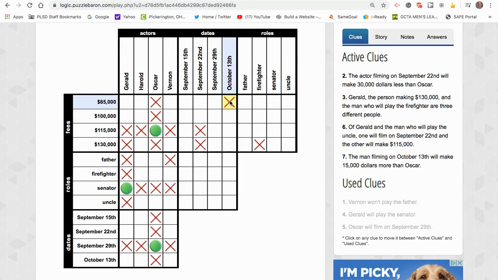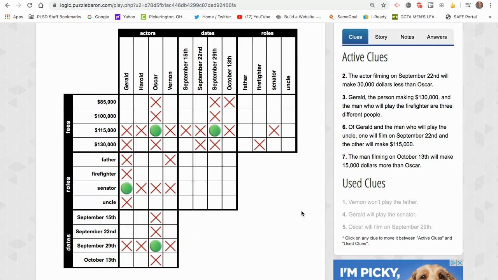So now that you've gone through your clues once, you can clear up your grid. So what I mean by this is we have some information for Oscar here. Oscar is $115,000 and September 29th, so we can complete the grid across. And we also know that he's not the senator. So now that we know that that's his row, we can eliminate the senator. And so we're just cleaning up our row because we have this information. It informs these other grids.